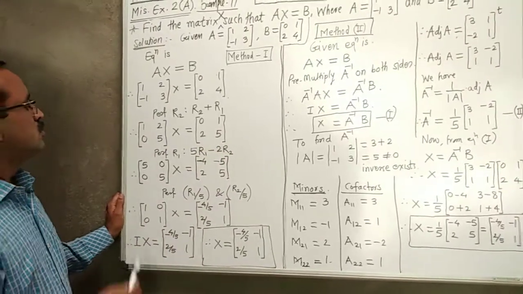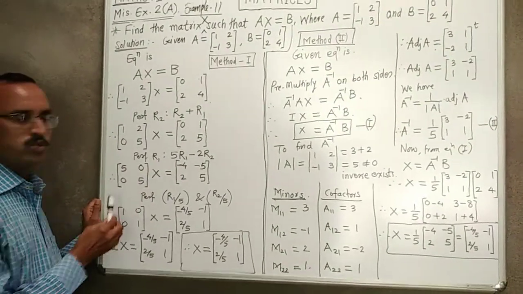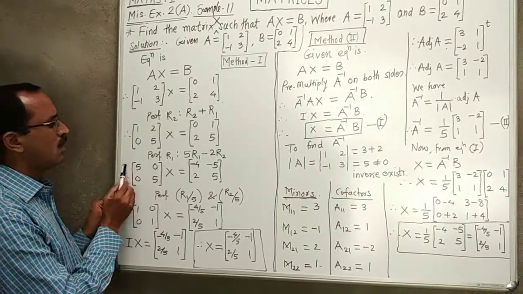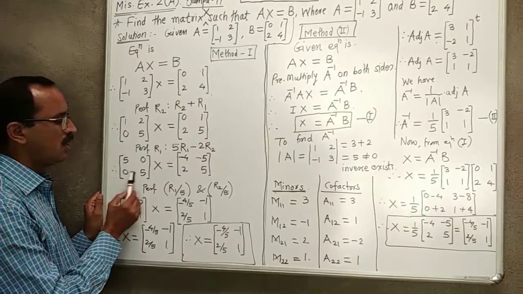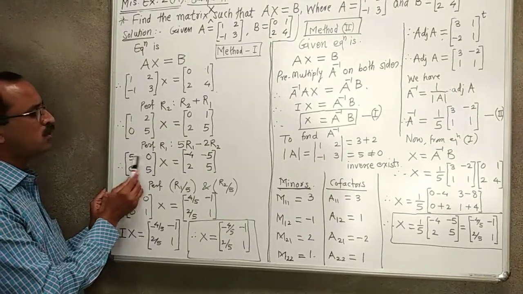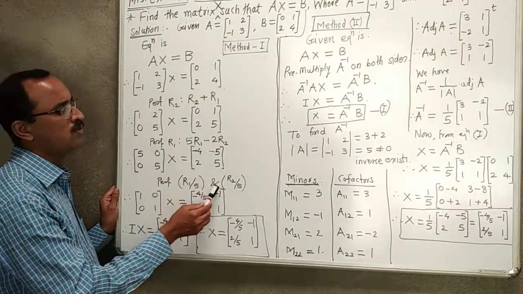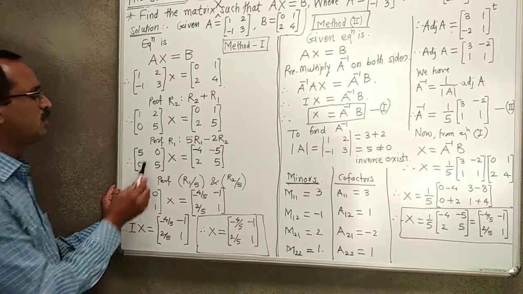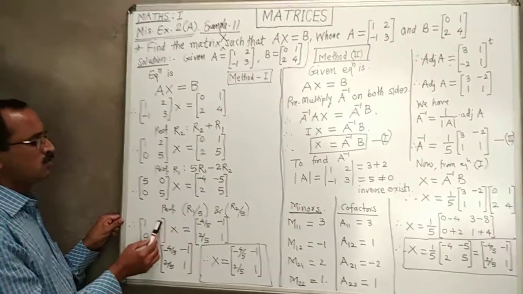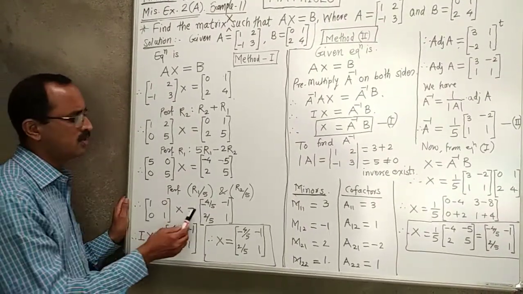Then see the left hand side matrix, 5 0 0 5. So if I perform R1 upon 5 and R2 upon 5 at a time, then we get the matrix 1 0 0 1. So I write the transformation: performing R1 upon 5 and R2 upon 5. So we get the left hand side matrix as 5 upon 5, 1, 0 upon 5, 0. Here also 0 upon 5, 0, 5 upon 5, 1. So it is the identity matrix.